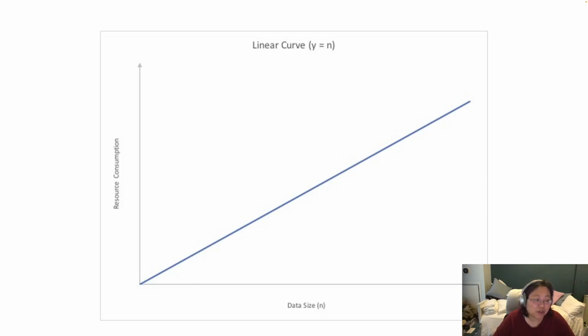This curve describes, for example, linear search. Linear search has this growth rate. If you had an array and you had to find something in it, one way to do that is with something called linear search.